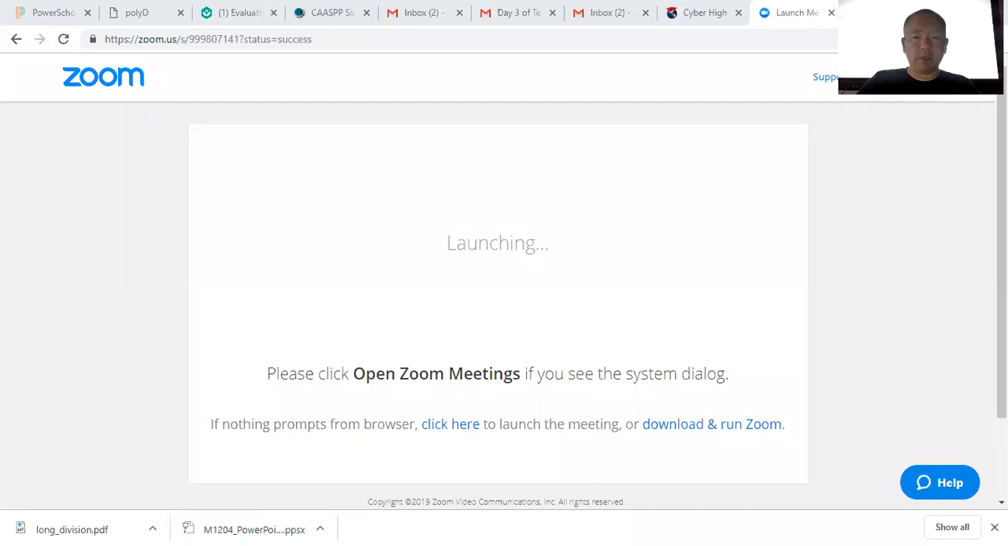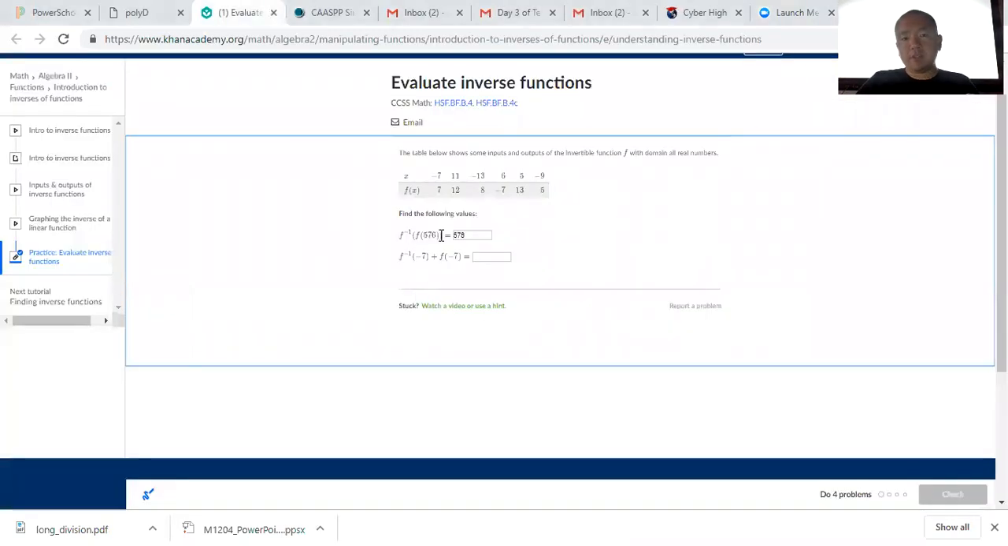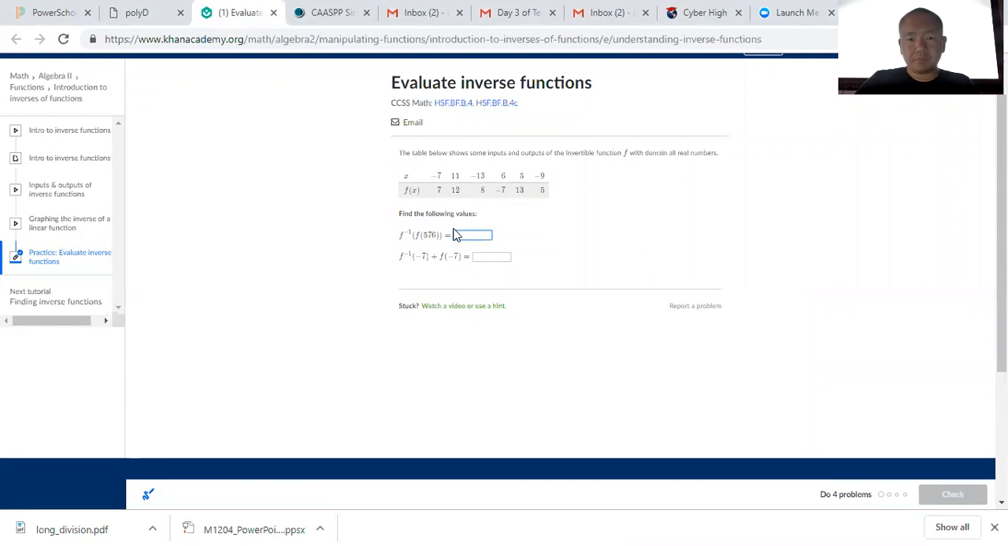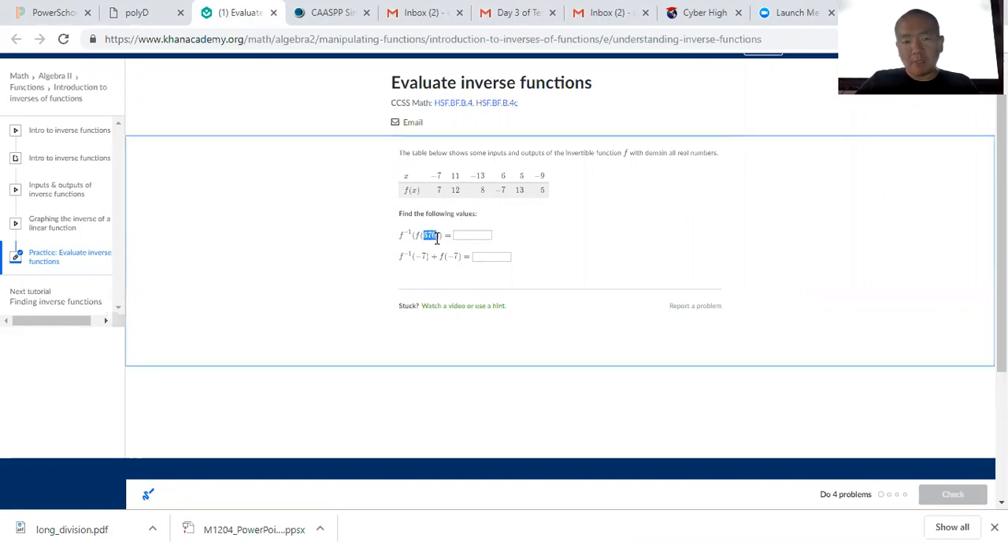Okay. All right. So what I'm going to do is share my screen with you, and we're going to do this problem together. Here's the first problem. Whenever you have f of a number without the -1, that number inside the parentheses is the x value. If you have the f of -1, the number is then the y value. So in this case, the number inside is the x value.